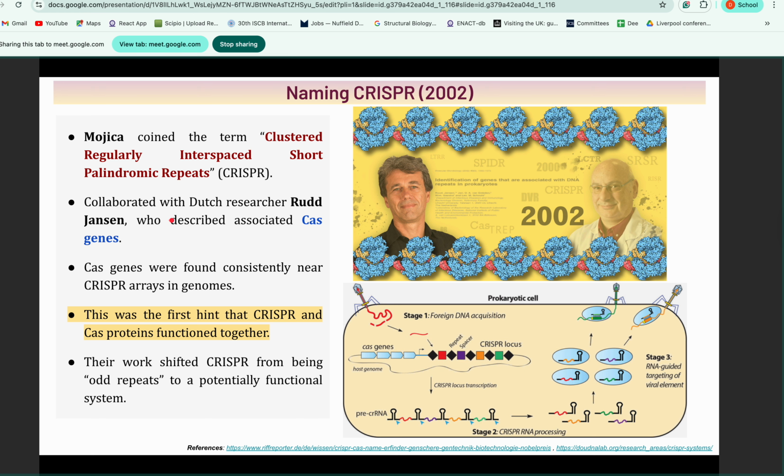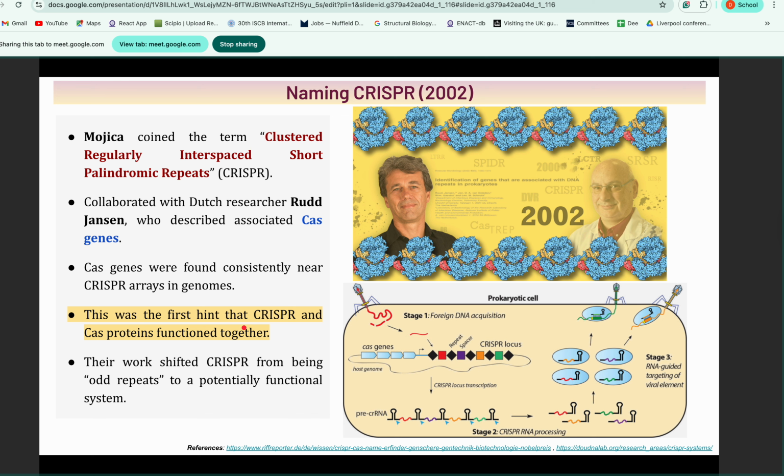Ruud Jansen, who was working with Mojica, also described the role of Cas genes. He mentioned that CRISPR is not sufficient to work without the Cas genes. Cas genes are also important and associated with CRISPR, and together they perform the functions. These Cas genes were found consistently near the CRISPR arrays in the genomes. He observed that these genes are always near the CRISPR arrays, which means there might be some functional association between them.